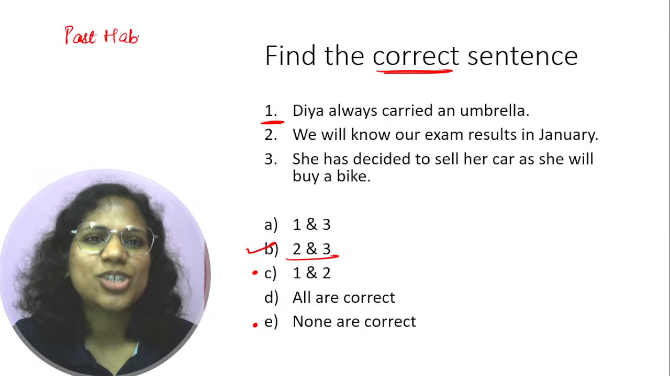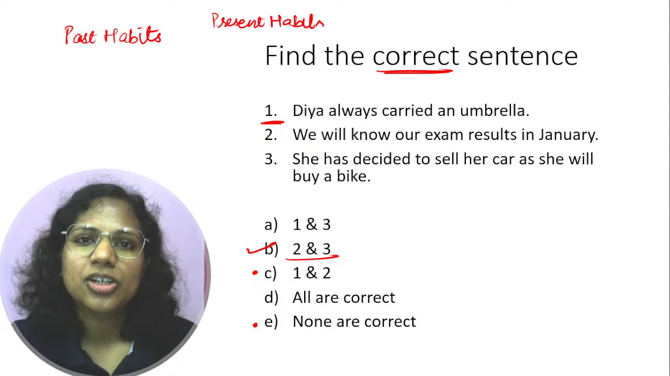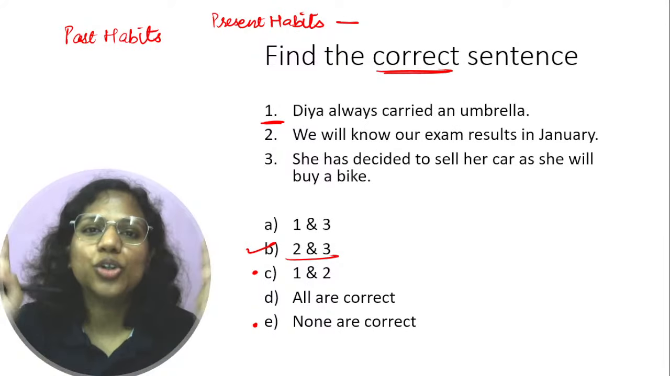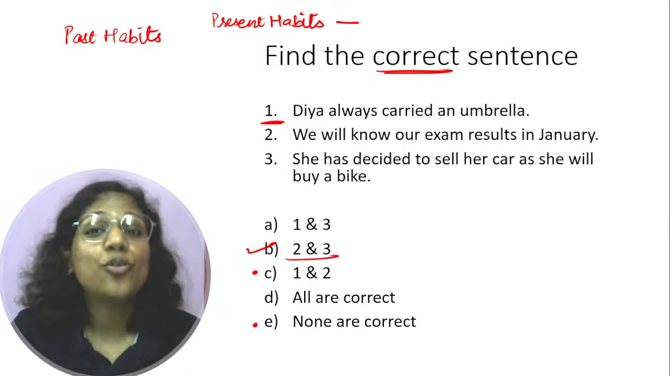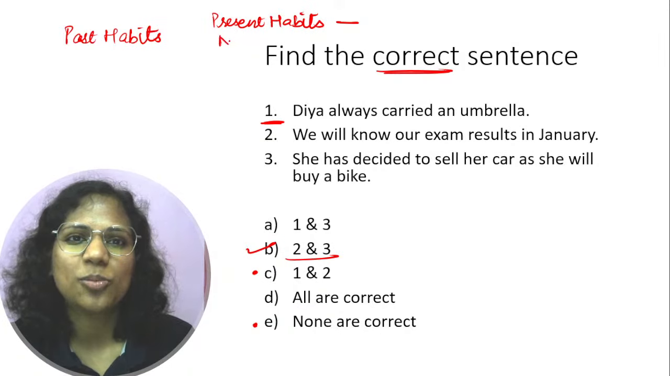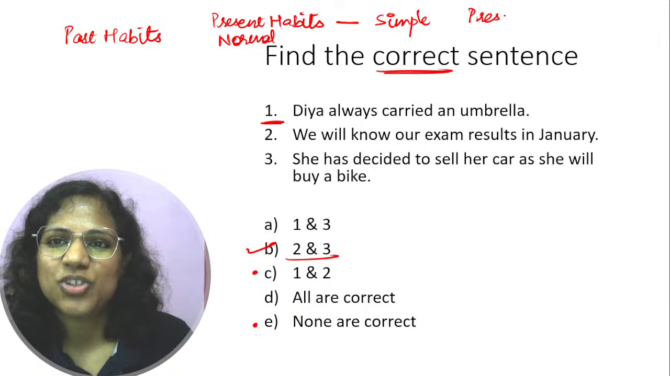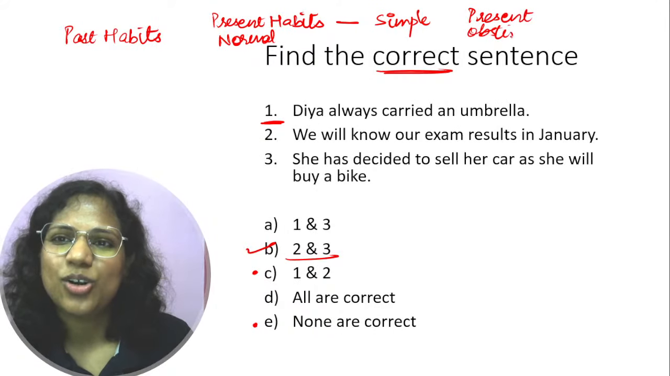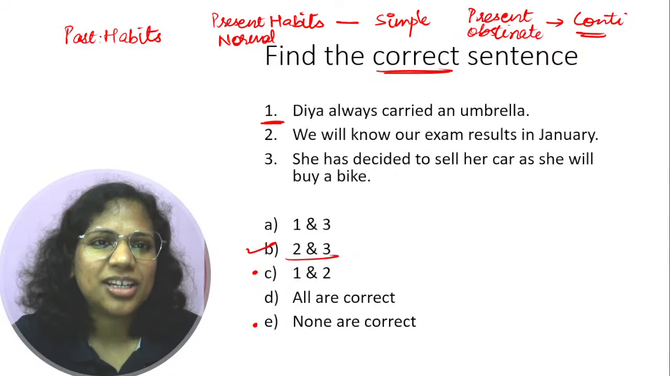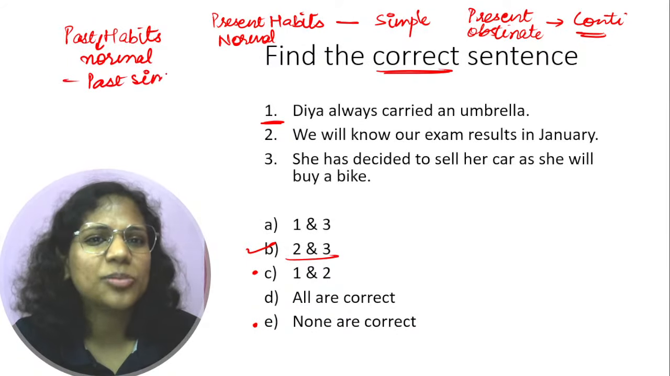Past habits. Okay, let's talk about habits in detail. Present habits. She always wakes up at 7 a.m. Present habit. For present normal habit, we use the present simple. For present obstinate habit, we use the present continuous. Present normal habit, simple. Present obstinate habit, continuous. Right? Past habit. Again, past normal habit, past simple.